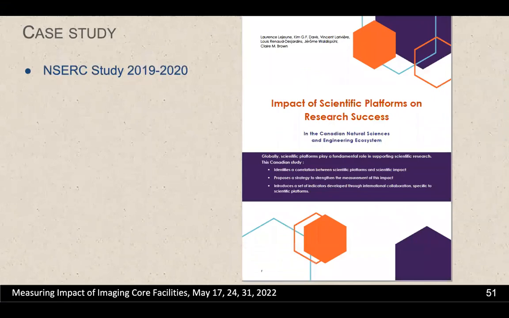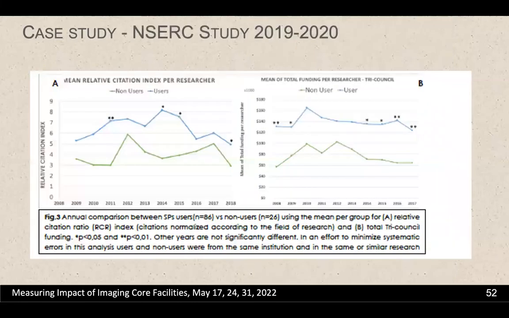So what we did with Claire and other colleagues back in 2019-20, we got funding from NSERC in Canada to study the impact of scientific platforms on research success. This is a report. It's not officially published in a journal because we ran out of funds before the end, and it's still a work in progress for my thesis and other work I have to continue. But we have a report that has been highly downloaded and distributed.